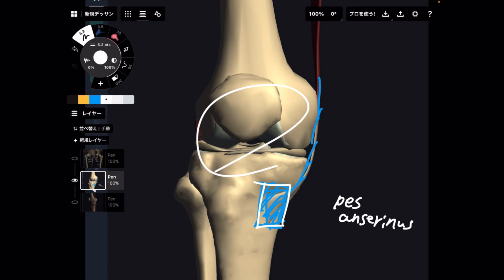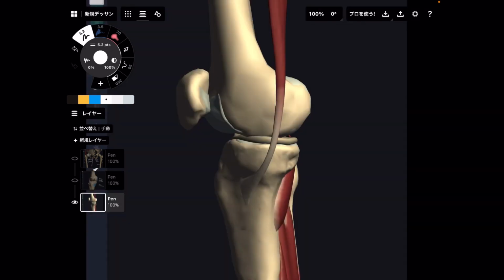Let's go to knee function. Also two functions for the knee. One function is knee flexion. Knee flexion and internal rotation. I will change the angle of the picture so you will see a clear relationship. This is a medial view. You are looking at the knee joint from the medial side.